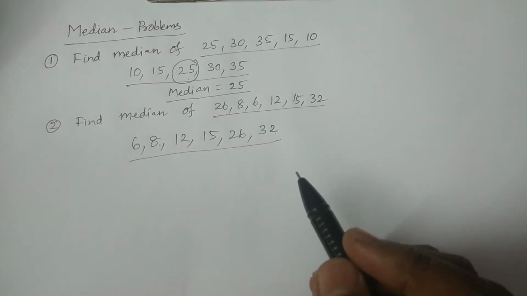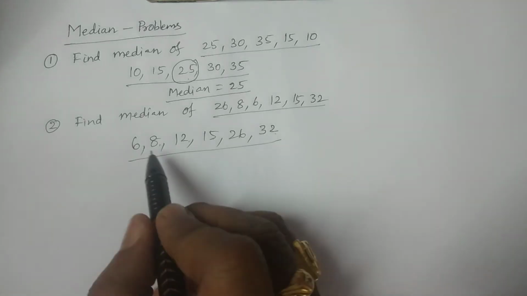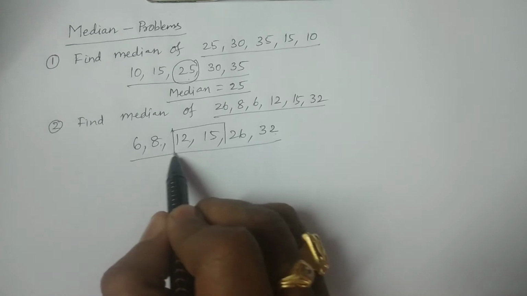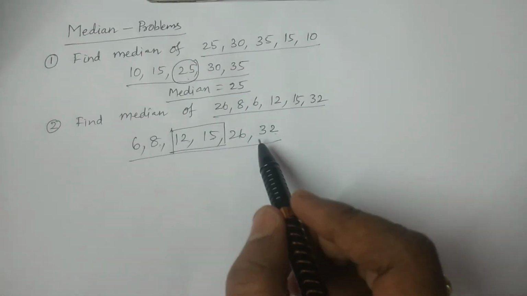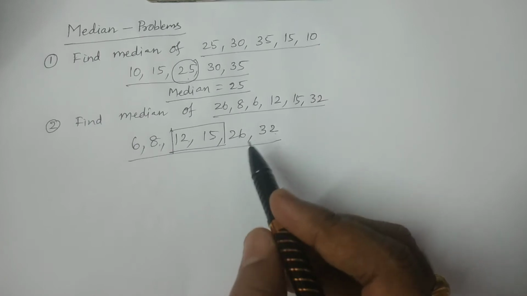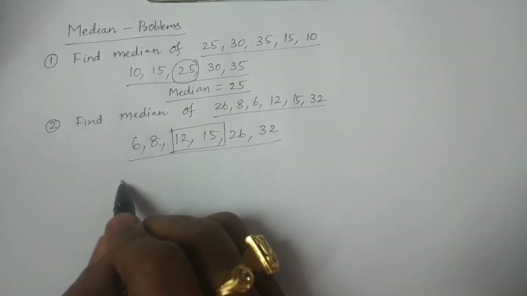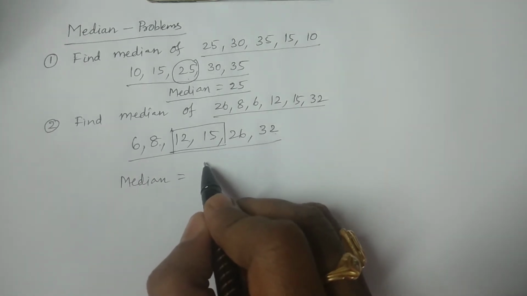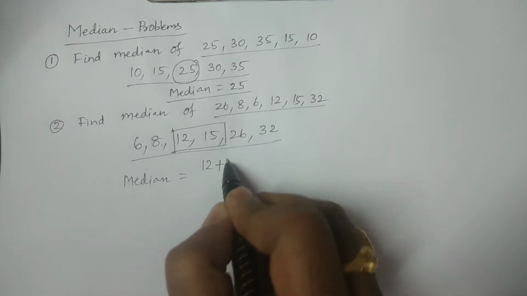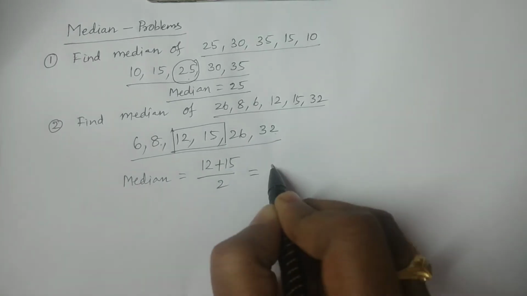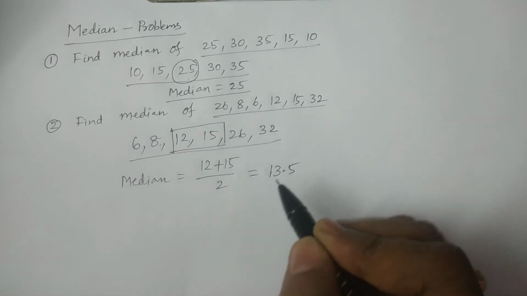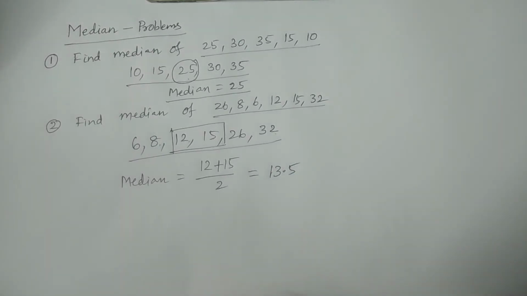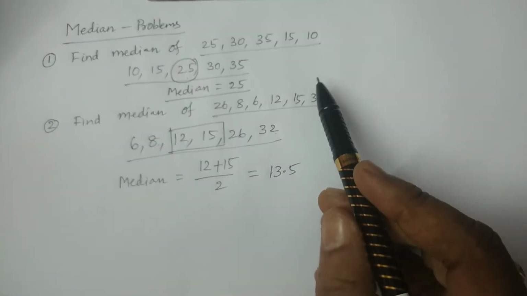Then median is nothing but the average of the two middle values. The two middle values are 12 and 15. Hope you understand. So the median is equal to the average of these, that is, the arithmetic mean of these two observations: 12 plus 15 divided by 2 is equal to 13.5. So this is the calculation of median for ungrouped data.